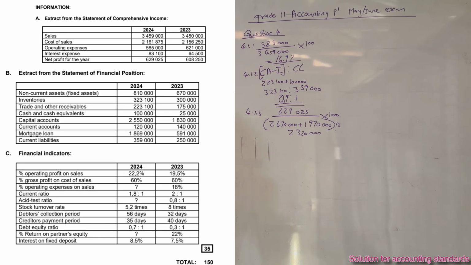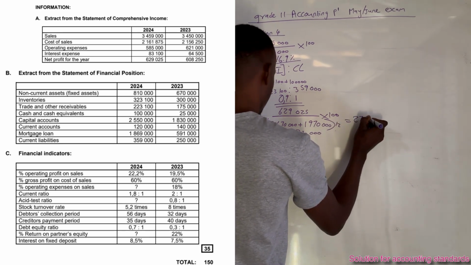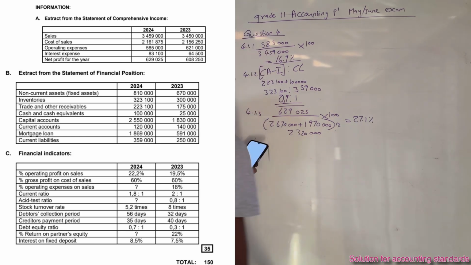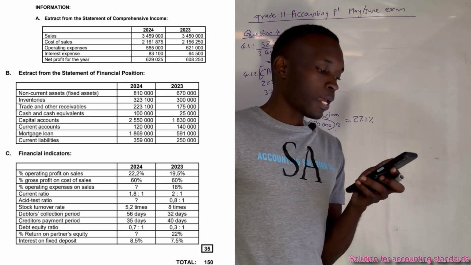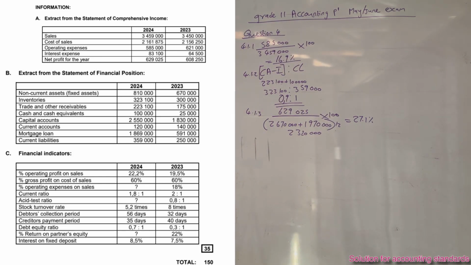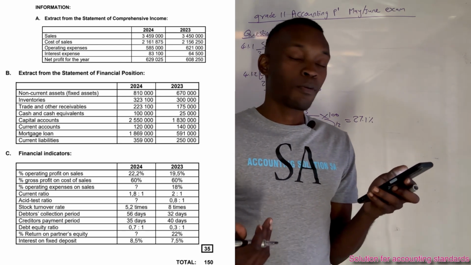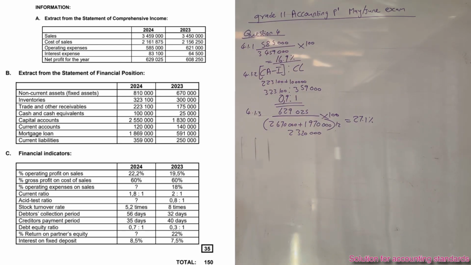629,025 divided by 2,320,000 multiplied by 100. It's going to give us 27.1%. Okay, now we have calculated that. 4.2, it says explain whether the business is managing its operating activity efficiently and quote 2 financial indicators. We have to check, is the business managing their operating activity properly? Okay, let's check on the result.